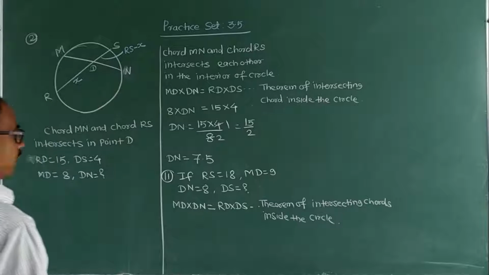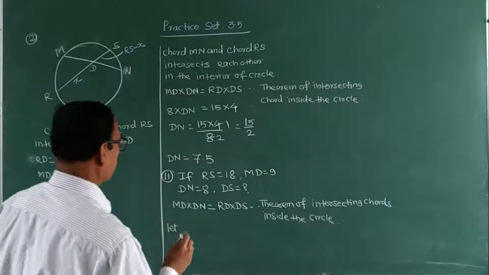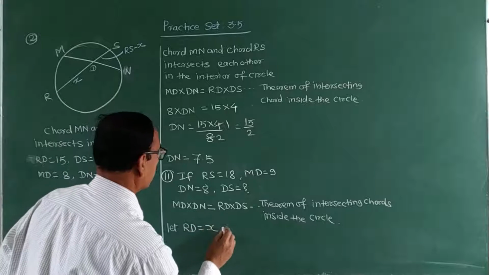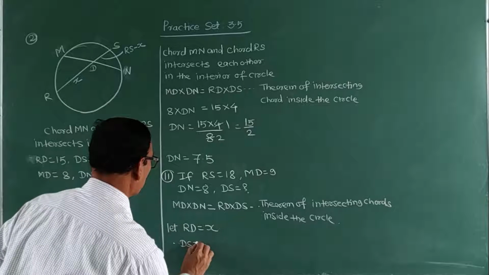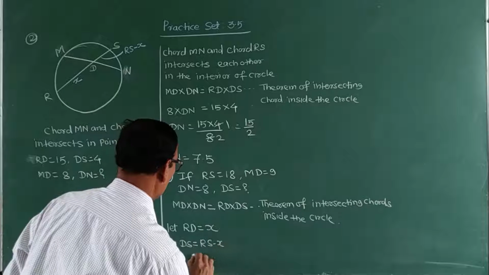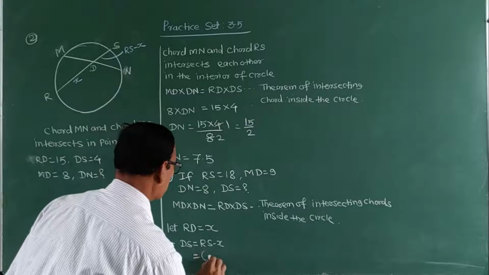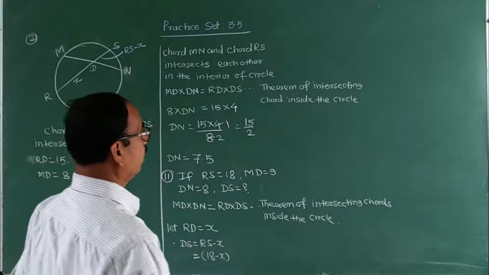So first we will consider, let RD equal to X, and so we can write DS will be equal to RS minus X, and RS is given, that is 18. This will be 18 minus X. Now put the values.